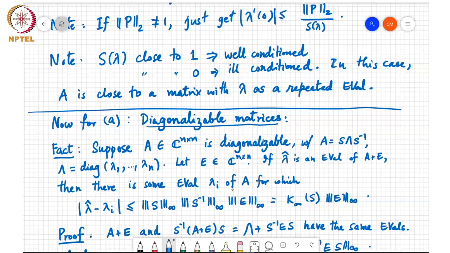for which this difference, lambda hat minus lambda I, is at most the L infinity norm of S times the L infinity norm of S inverse times the L infinity norm of E, which, as we defined it earlier, is K infinity of S times the L infinity norm of E. So K infinity of S is the condition number of S under the L infinity norm. So we see the condition number showing up when we try to analyze the stability of eigenvalue computations. But what matters here in the case of diagonalizable matrices is the condition number of S, which is the matrix that diagonalizes A, not the condition number of A itself.